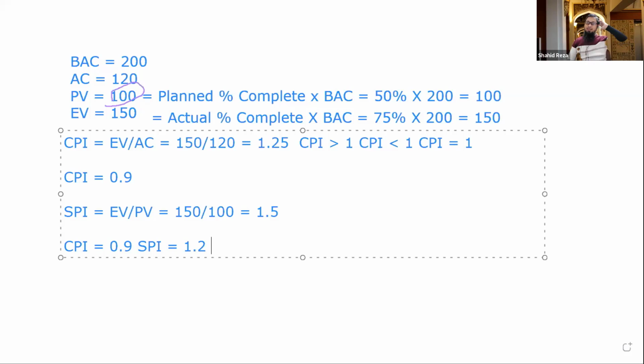This may happen: CPI equal to 0.9 and SPI equal to 1.2. Can anyone interpret this? If at any status date you get these values, what will be the interpretation of the project? CPI for the same project on the status date is 0.9 and SPI is 1.2. What does it mean? Sadman?